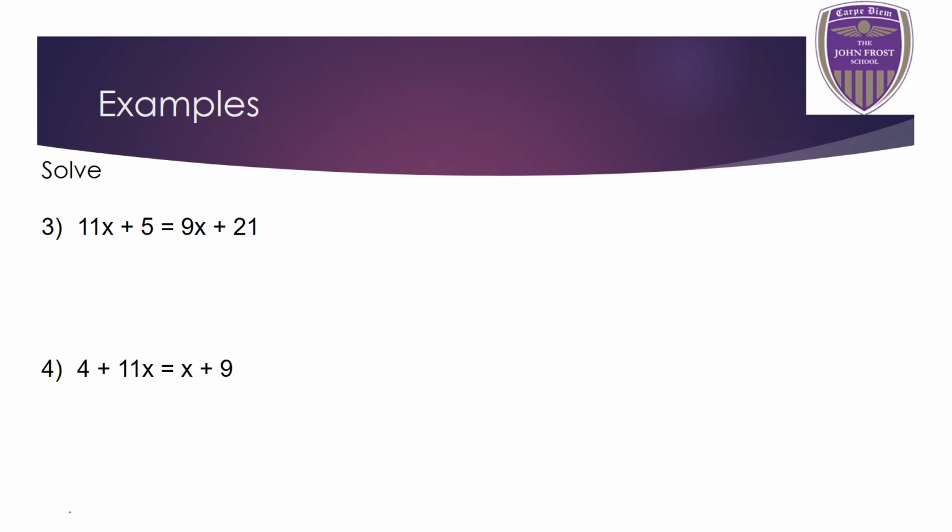Okay, 2 more, just to make sure that we've got enough practice before you try some yourself. Okay, so I'm going to rewrite there. 11x plus 5 equals 9x plus 21. Okay, so there's an x on both sides. The smallest x is the 9, so we're going to subtract 9x from both sides.